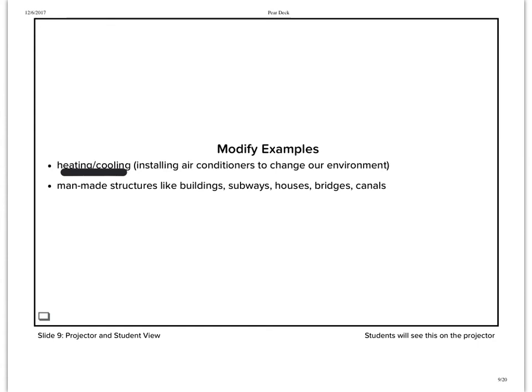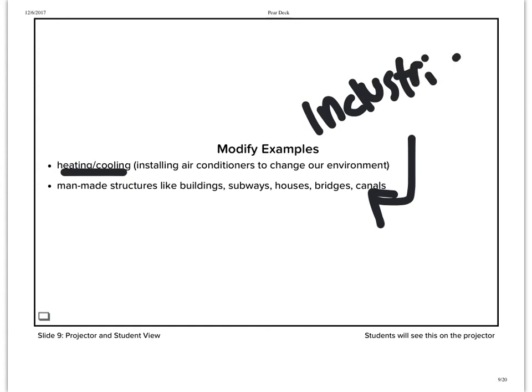Other examples, and this is really what I'm getting at with industrialization, is any kind of super intense man-made structure. So man-made structures like buildings, like Howard High School of Technology is a building. If you look outside our window and you see construction, we are building something new. We are changing and dramatically impacting the environment.